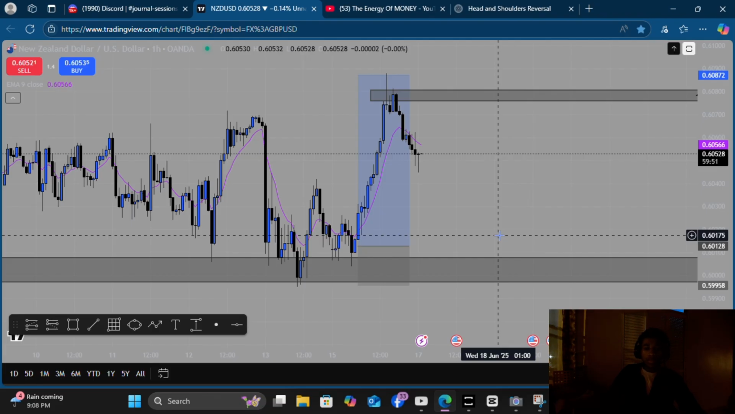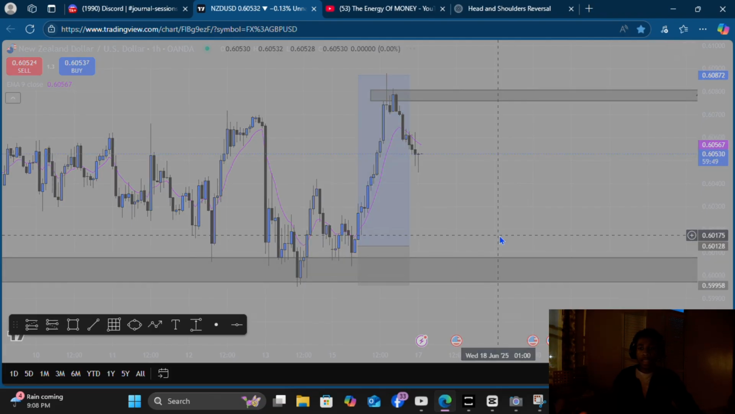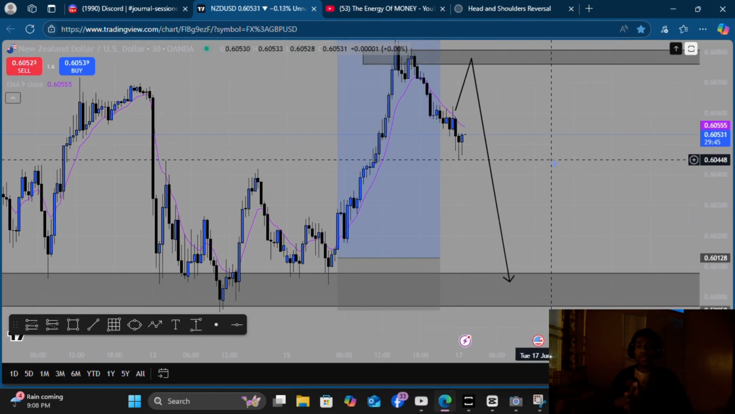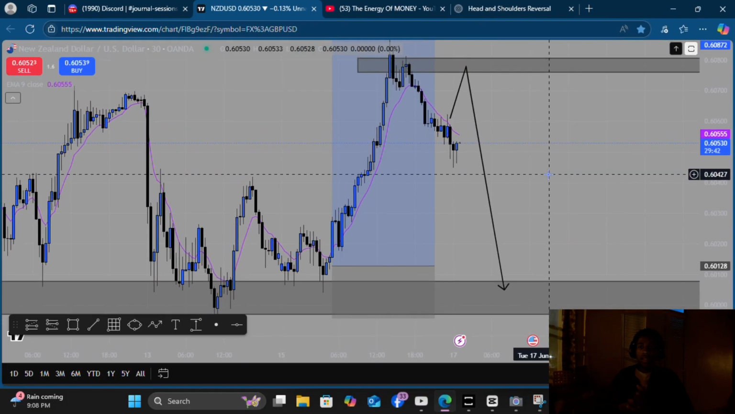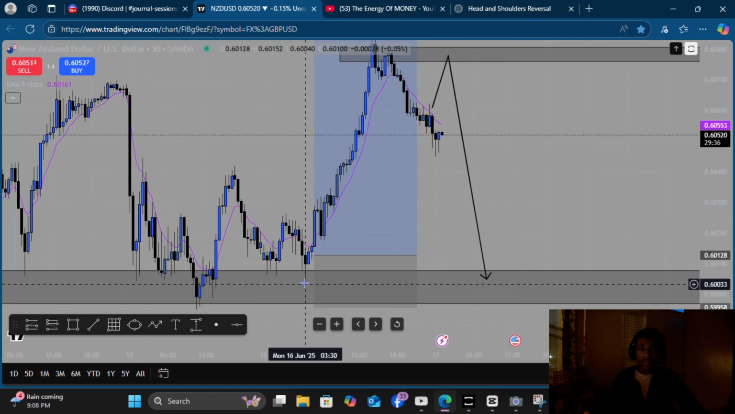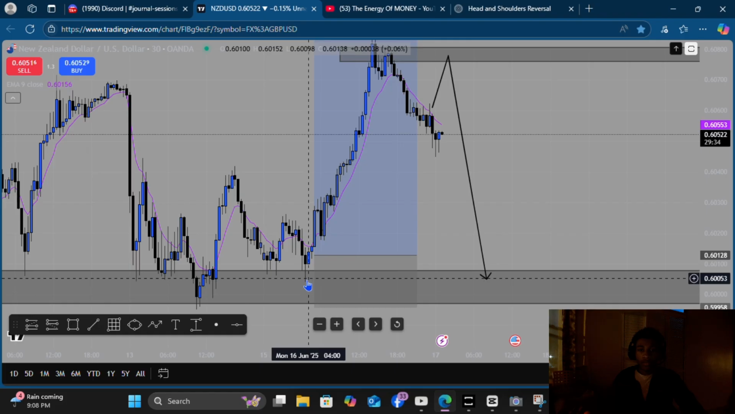So I'm gonna drop down to the 30-minute time frame, and this is where I spotted where I wanted to get my entry, and I took the trade. As we can see right here, after we tapped into this level of support, we created an engulfing candle.